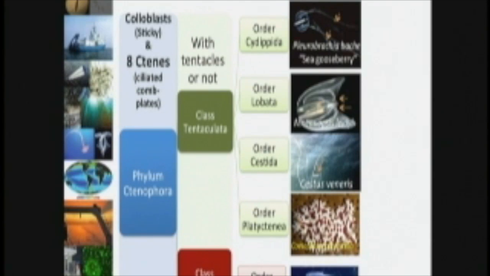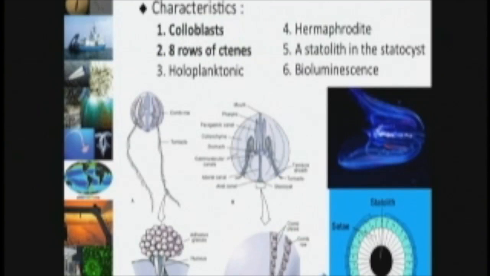So like I say, ctenophore, they don't have stem cell, they have sticky cell, and they have a row of tenins. And all of them are holoplankton, so they don't have benthic stage. They don't need to settle on some substrate to grow polyps. Their whole life cycle is planktonic. And they are hermaphrodite, so they don't need to find another individual to reproduce.